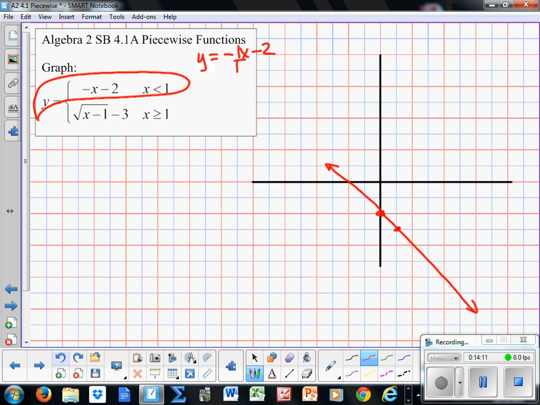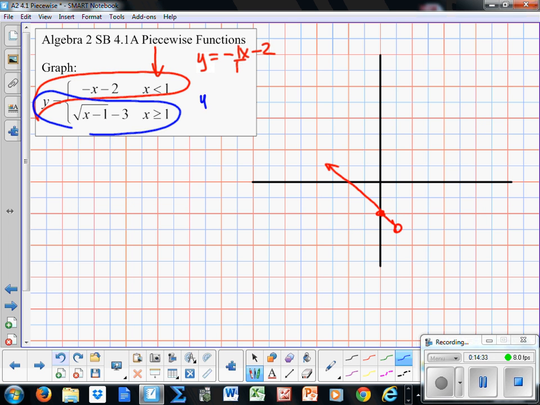Now this says that I'm only supposed to be using this graph for x less than 1. Now there's nothing sacred about 0 and 1. They're just easy numbers to find, that's all. And it says less than, not less than or equal to, so let me erase just a tiny bit more. Okay, so that's an open circle for this graph.